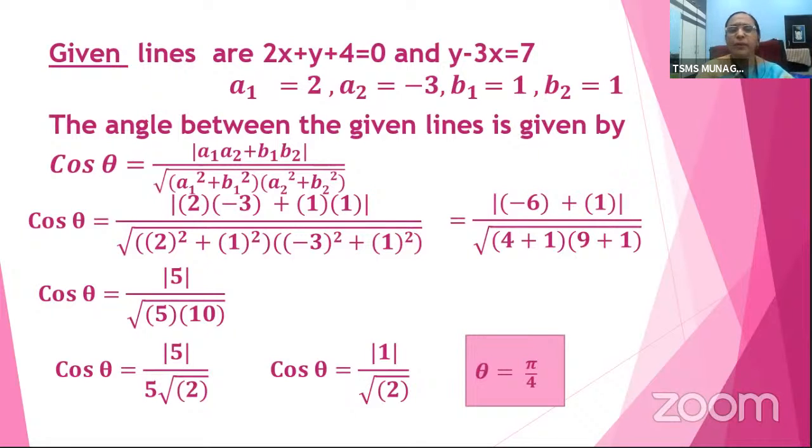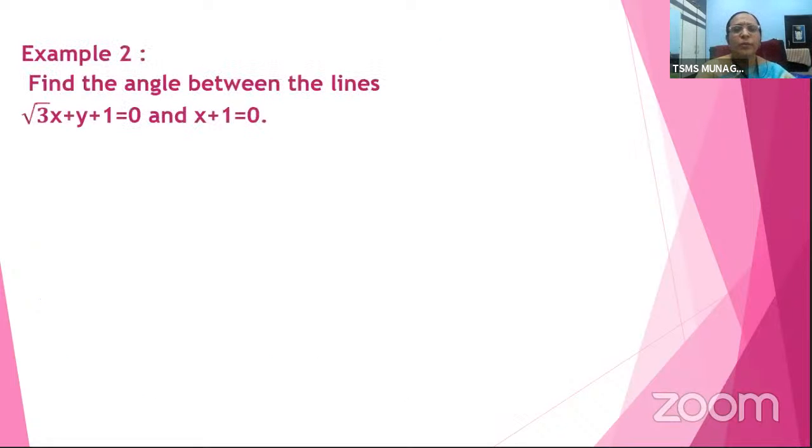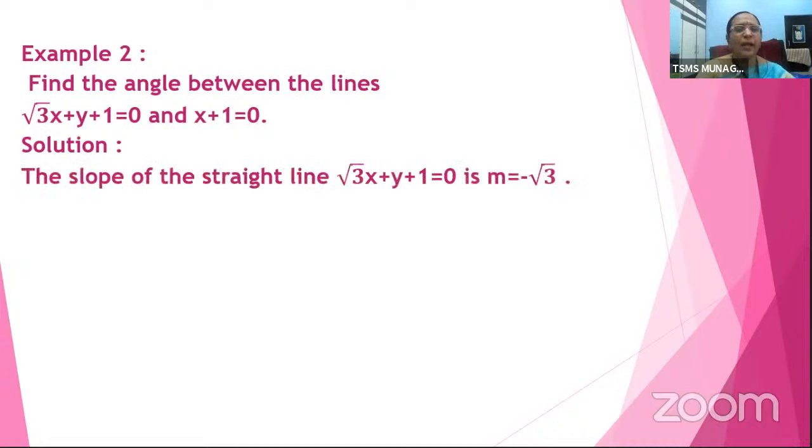Or cos theta is 1 by root 2, then theta is going to be pi by 4. So this is how we find the angle between two straight lines if they are given in the standard form. Now we also have another example which will tell you that, even without using cos theta and tan theta, simply looking at the equations, we can easily tell what is the angle between the lines.